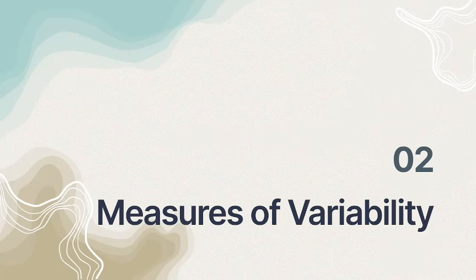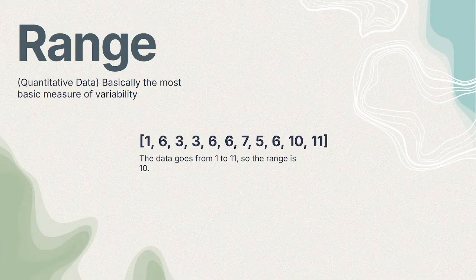Now, what is a measure of variability? Knowing the center isn't enough, we also need to know how spread out our data is. That is called variability, and we will look at range and standard deviation for that. First, range. Range is basically the most basic measure of variability there is. It is simply the distance between your highest and lowest value: your maximum minus your minimum. If your data goes from 1 to 11, your range is 10. Simple as that.